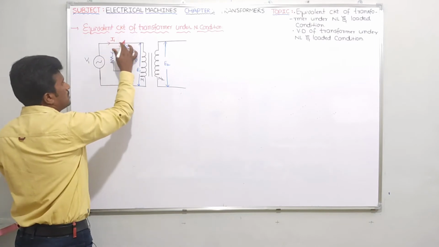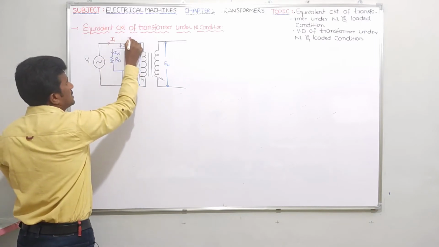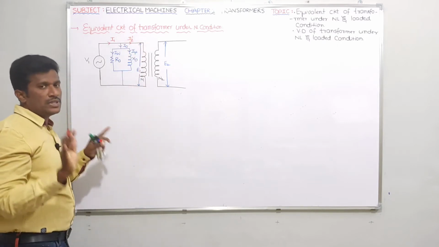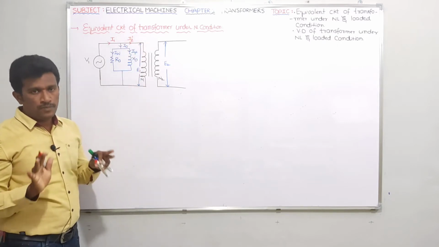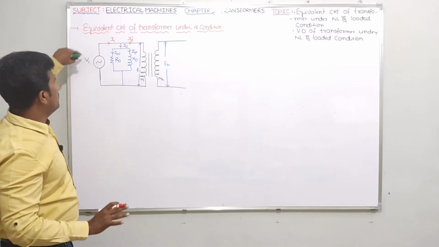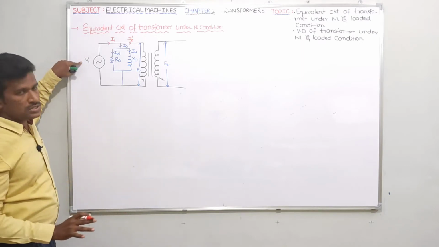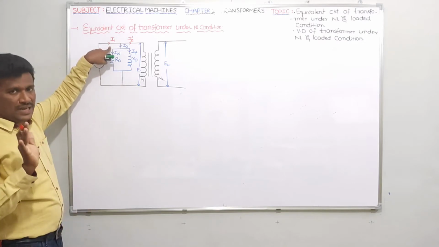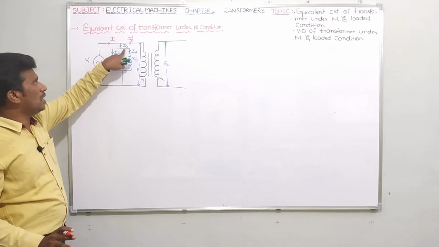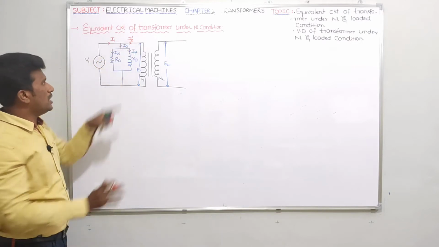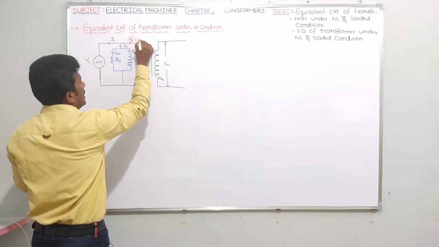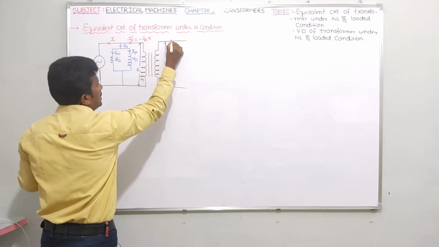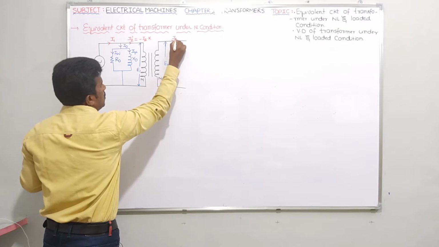I1 is nothing but the vector sum of I naught and I2 dash, guys. What about this I2 dash? There is no need to confuse, everything I'll be explaining clearly. For the time being, let us assume that V1 is the applied voltage source, E1 means primary induced EMF, and I1 means primary winding current. It's the vector sum of I naught and I2 dash. I2 dash can be written as minus I2 into K, where I2 is the secondary current, or load current.